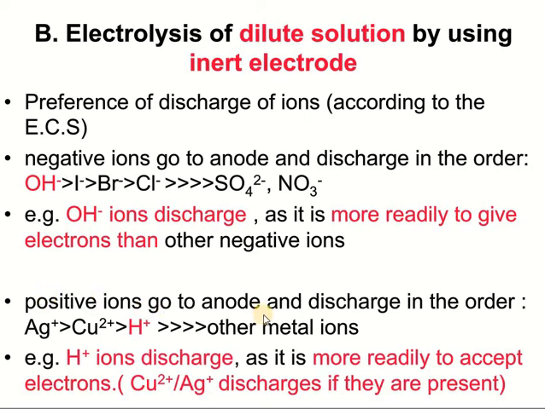Positive ions go to cathode and discharge in order Ag+ greater than Cu2+ greater than H+, extremely greater than other metal ions. So H+ ions discharge as it is more ready to accept electrons. Copper or silver discharges if they are present.